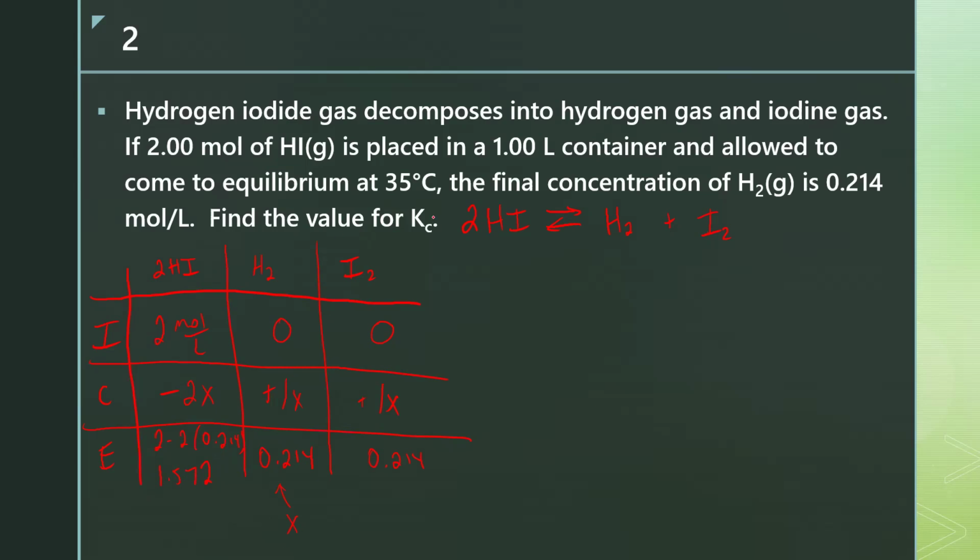Now, the question is looking for Kc. Kc is just equal to your products over reactants. There's something we haven't seen in a little while that's going to happen in this one that might have caught you, but I'll show you.